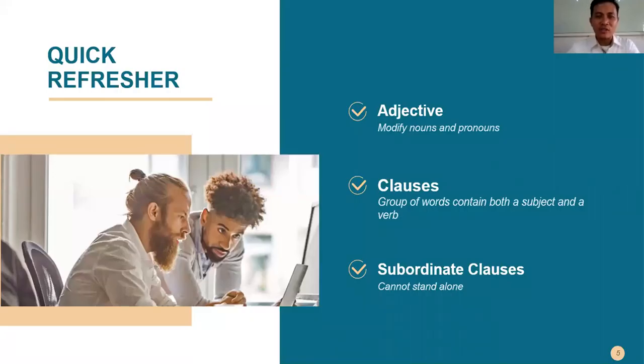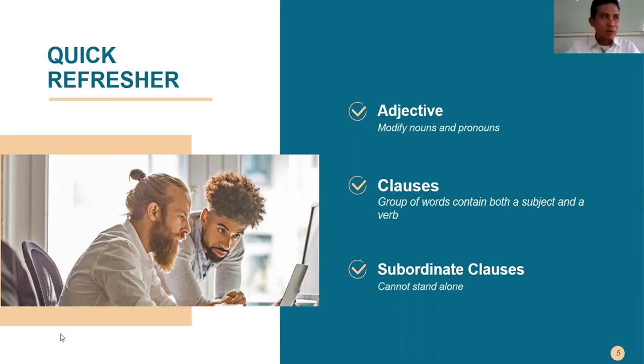I'll give you a quick refresher of what I already explained last week. What is an adjective? In other words, a word that modifies a noun or pronoun. It can be one word, or a phrase of more than one word. And clauses, I believe you still remember: a clause is a group of words containing both a subject and a verb. A phrase has no subject and no verb. It's only a group of words.